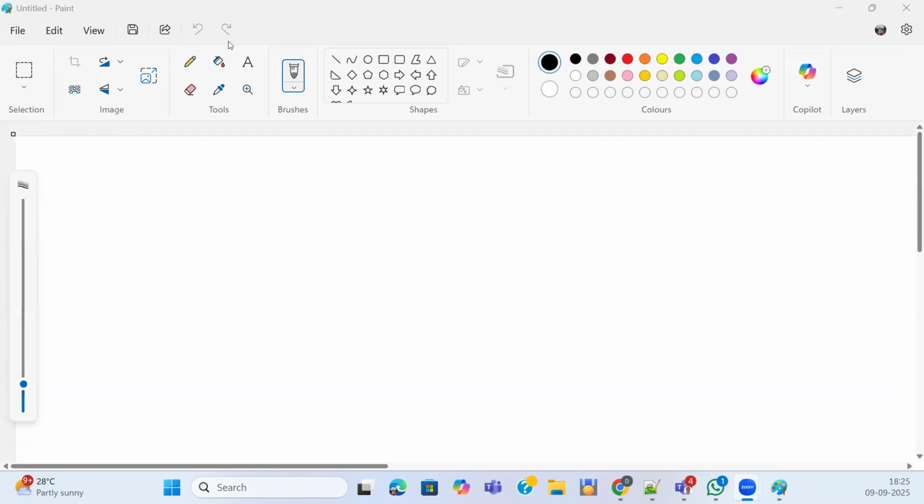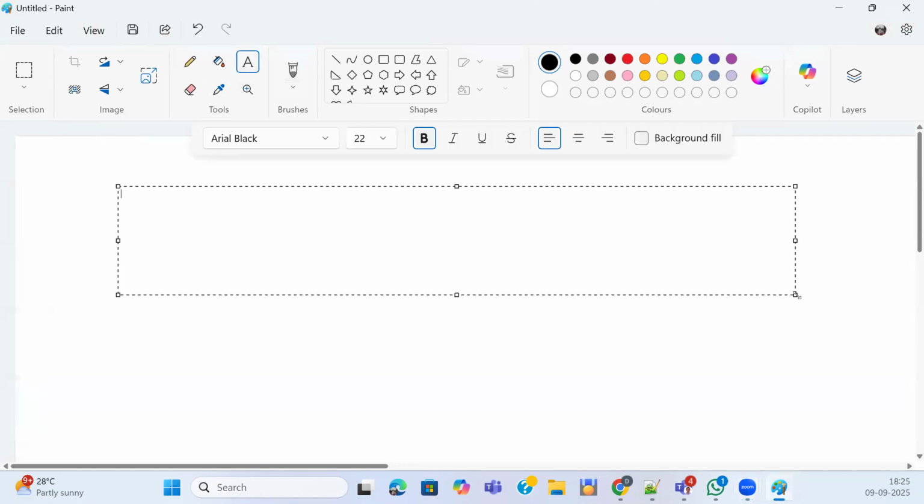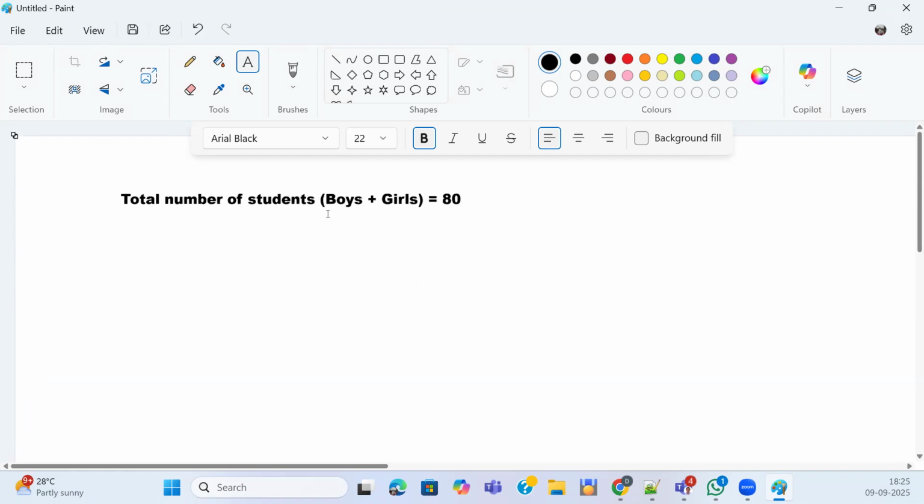Listen. What is the total number of students they gave? 80. What does total number of students mean? Both girls and boys, boys plus girls. Boys plus girls is equal to how much they gave? 80. Right? So for the total number of students, everyone look into the board, later you can write. If I add boys and girls, that equals 80.